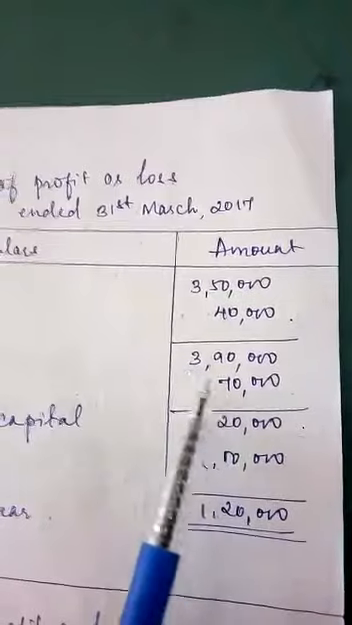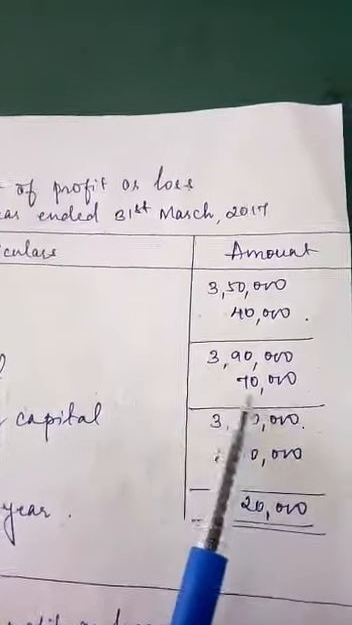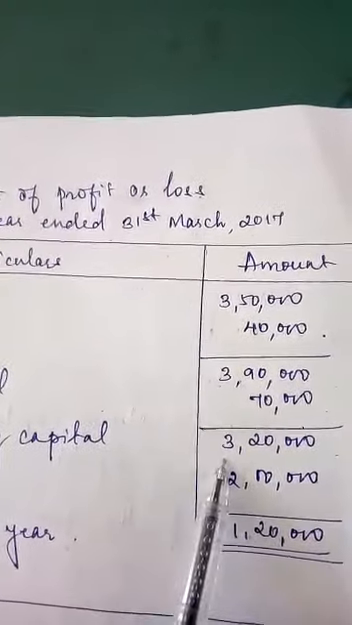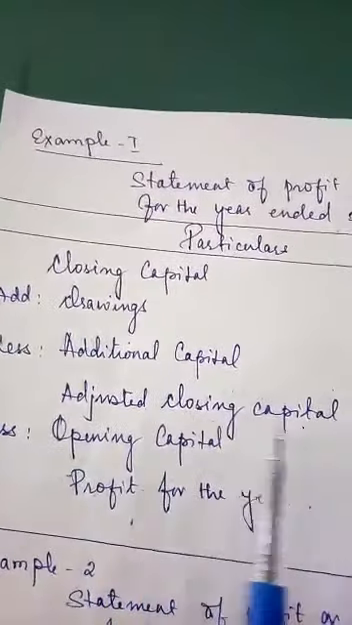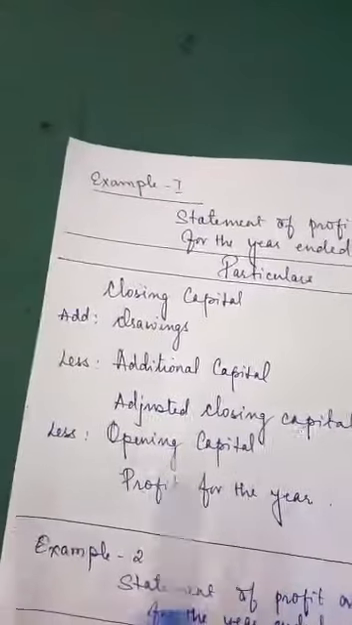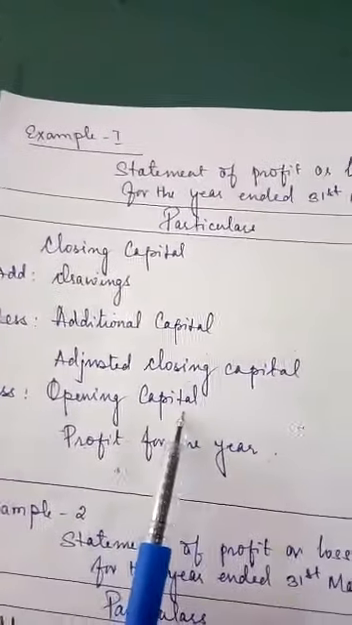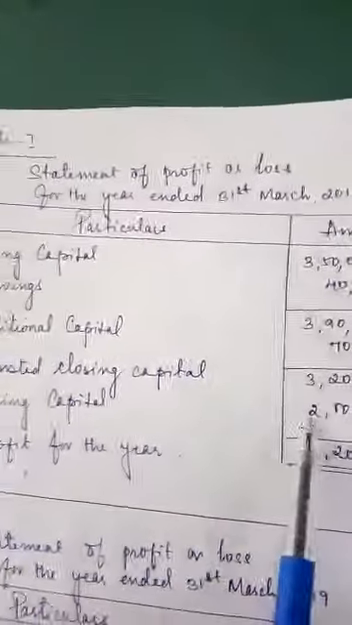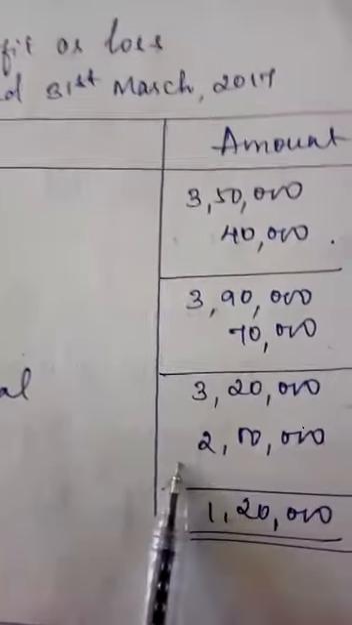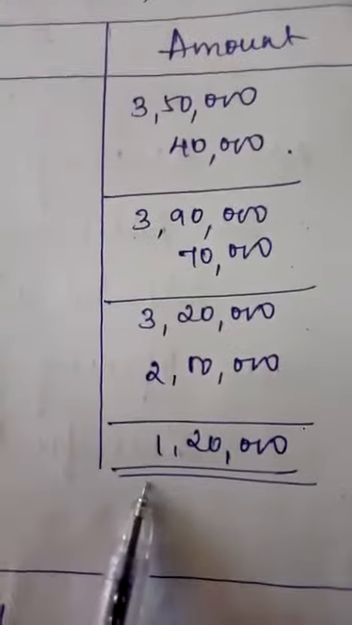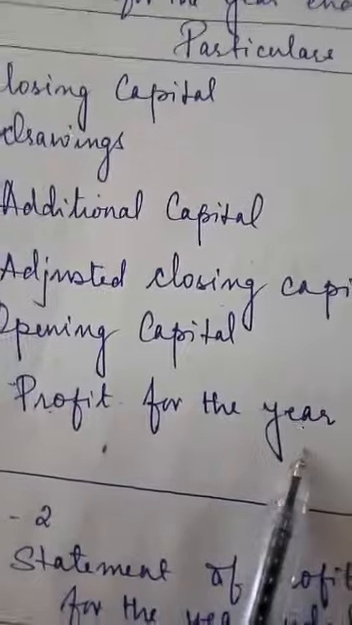With this, we less additional capital, 70,000. So from 3,90,000, we minus 70,000 and we get 3,20,000, which is the adjusted closing capital. Then we less opening capital, which is already given, 2 lakhs. So from 3,20,000, we minus 2 lakh, and this gives us 1,20,000, which is the profit for the year.